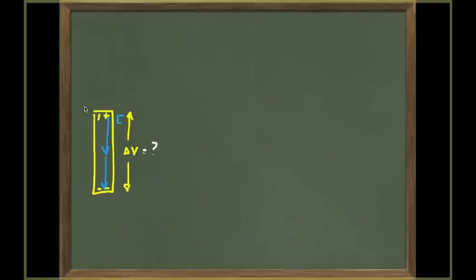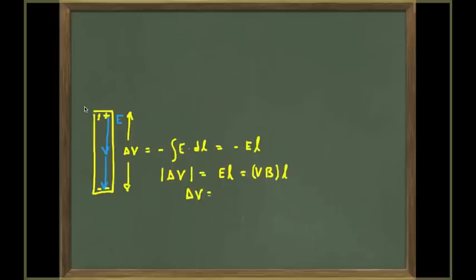How do I know what's the difference in potential? It's the integral of the electric field over the path. The electric field points in the direction of the bar. I'm going to move in the same direction from one side of the bar to the other. So, say the length of the bar is L. So delta V will be E times L. And how much is E? E is VB, and I multiply that by L.